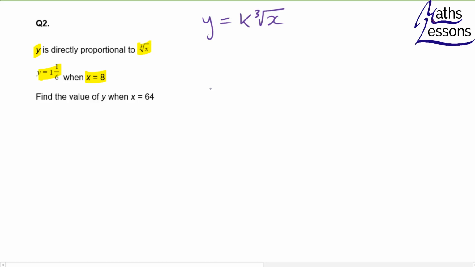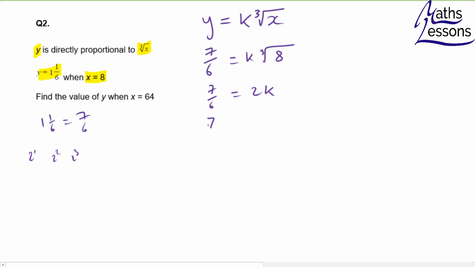Now I tend to prefer to write that as a top-heavy fraction. So 1 and 1/6 is equal to 7 over 6, because 1 times 6 is 6, add 1 gives you 7 over 6. And we've got k times the cube root of x, which is the cube root of 8. Now you should know that 2 to the 1 is 2, 2 to the 2 is 4, and 2 to the 3 is 8, and so on. You need to know these, so therefore the cube root of 8 is 2. We've got 7 over 6 equals 2k, so therefore k will equal 7 over 12.